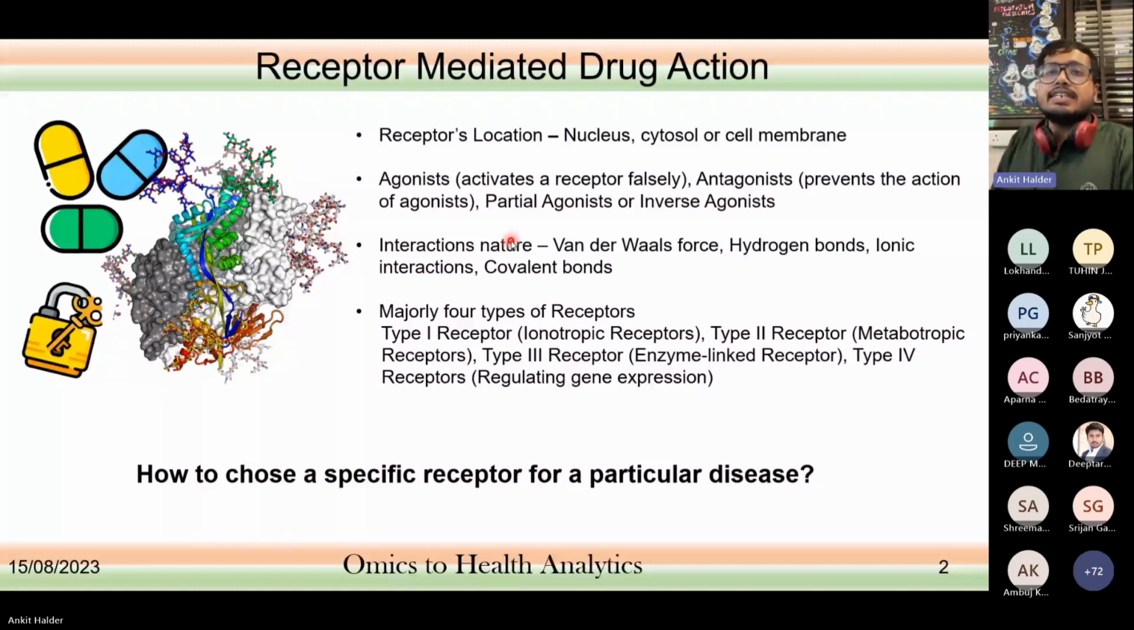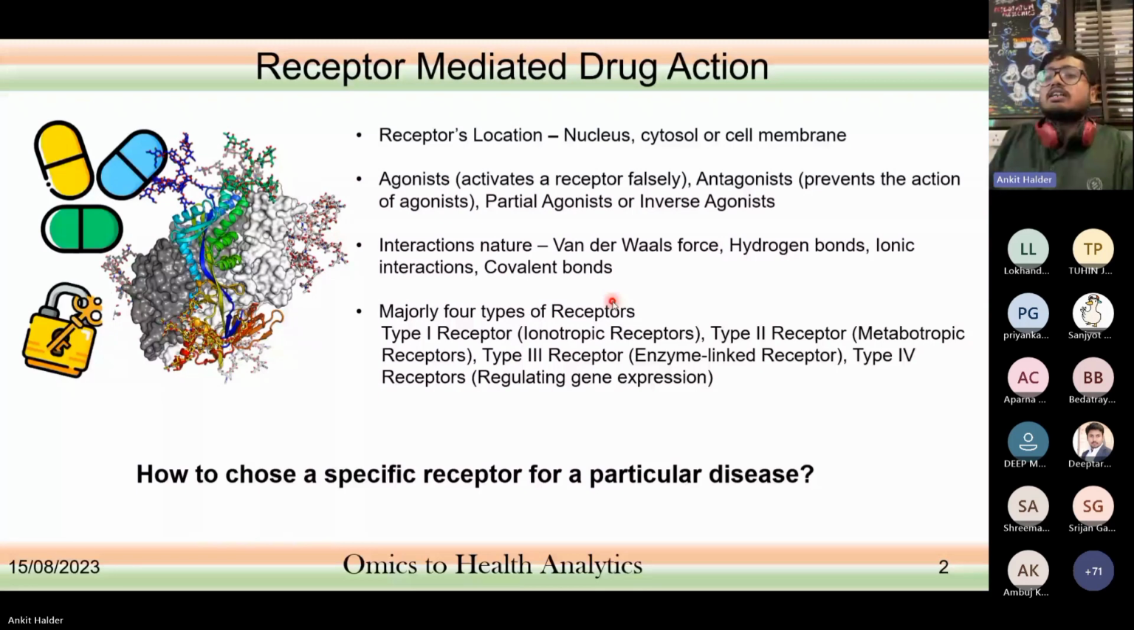Agonist means it replicates the actual molecule, which would have bound with the particular protein or receptor, but here the drug is going and triggers that event. Another is your antagonist; it can be inverse, whatever action was there, it is reversing the reaction. The nature of the interactions can be van der Waals forces, hydrogen bonds, or ionic interactions, which we generally know.